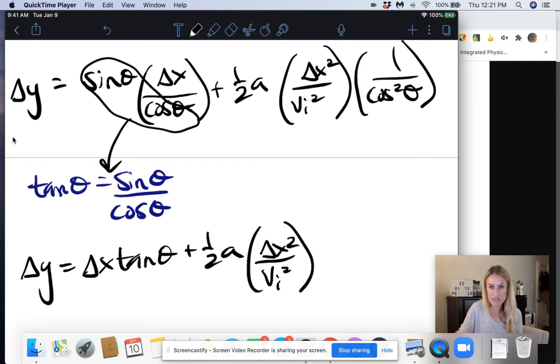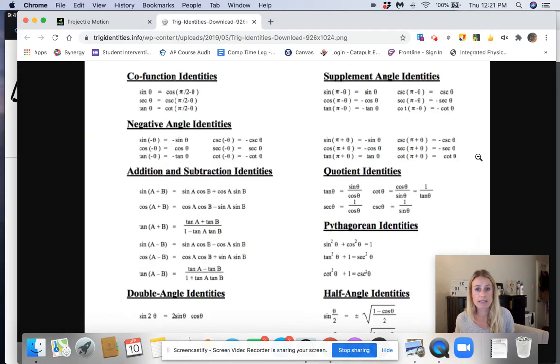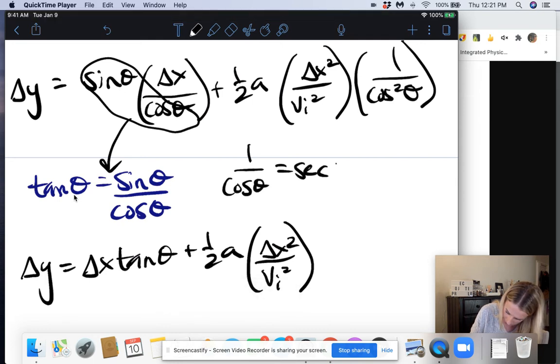And then this whole thing, this 1 over cosine squared, I also want to use a trig identity for. 1 over cosine is just the secant, right? Do you see this right here? So secant theta is equal to 1 over cosine theta. Also, and I'm going to write that down, 1 over cosine theta is equal to secant theta. So because of that, 1 over cosine squared theta is equal to secant squared theta.